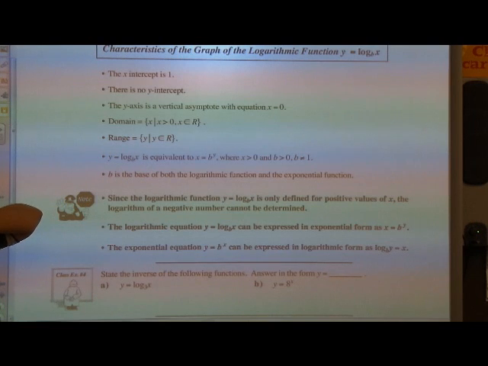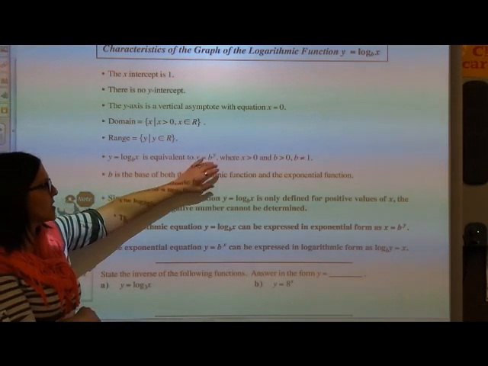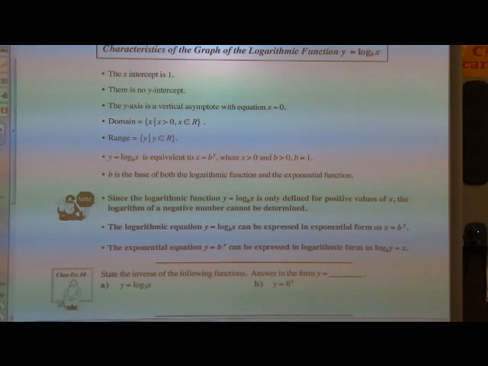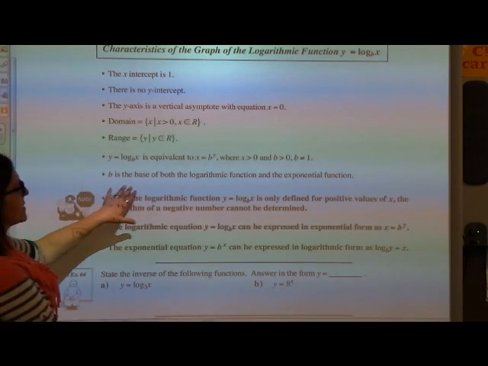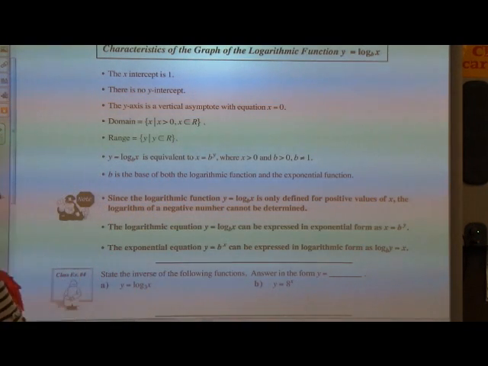The logarithm y equals log base b of x is equivalent to the equation x equals b to the power of y, where x has to be a number that is greater than 0, and b also has to be greater than 0 and not equal to 1. This b value is the base of both the logarithmic function and the exponential function.